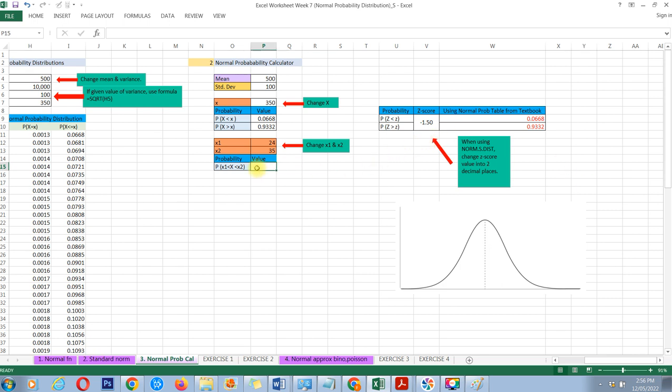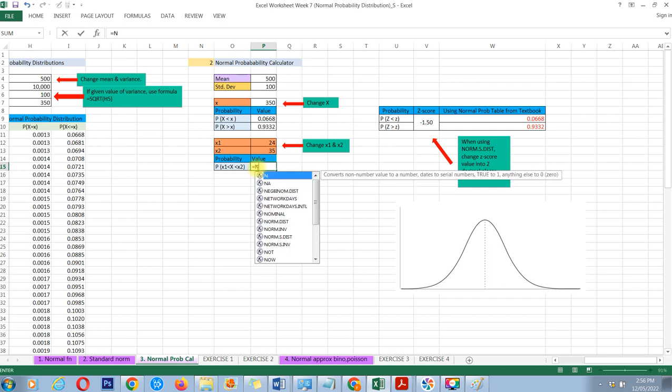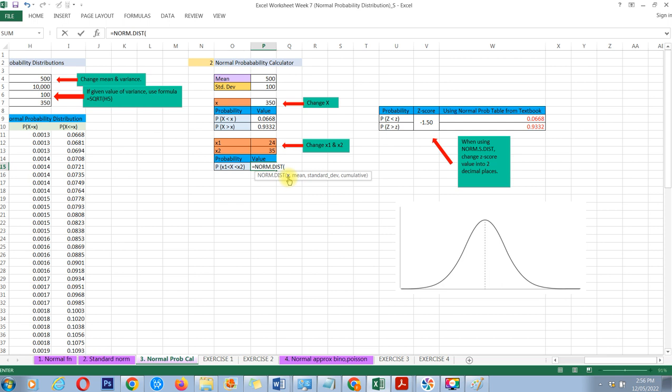Untuk yang ni macam biasa, so dia adalah norm. You need to identify the area lah first. Norm distribution. Okay, X berapa? 50. Katakan kita nak ambil in between 350. Sorry, salah.